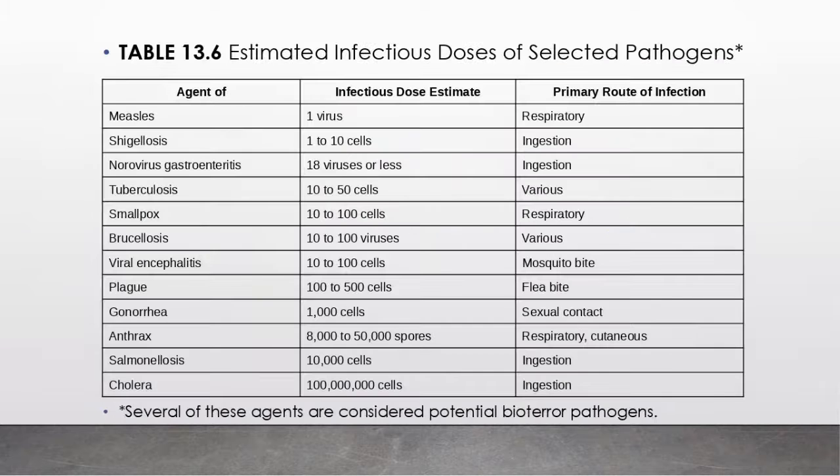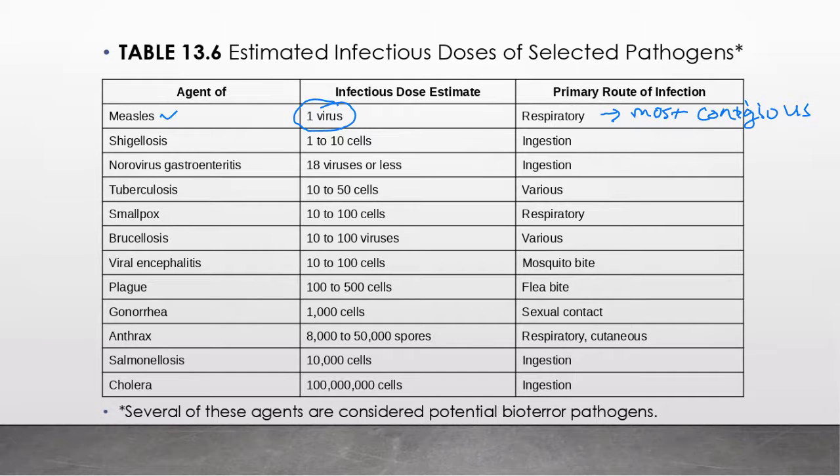So look at this table. Okay, so measles, this is a virus. Only one virus actually can start the infection, and it uses the respiratory tract as the portal of entry. So this measles is considered as the most contagious disease. Okay, because one virus able to start the infection.